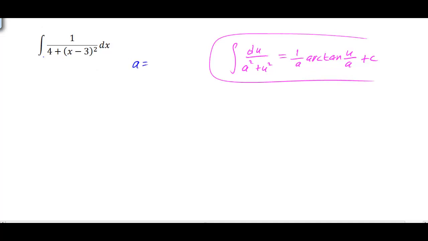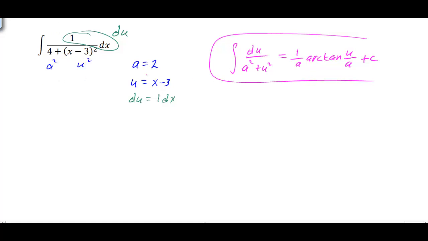So we're going to let a equal, well, it looks like 4, so if this is a squared, then the square root of 4 is 2, so a should be equal to 2. And then u is equal to x minus 3 because that quantity is squared. So we have u equals x minus 3. And then if we take the derivative, it looks like we would simply have 1 dx. And we're fortunate here because we already have 1 dx. So there's our du. The 4 would be our a squared. And then we have our x minus 3, which is our u squared.